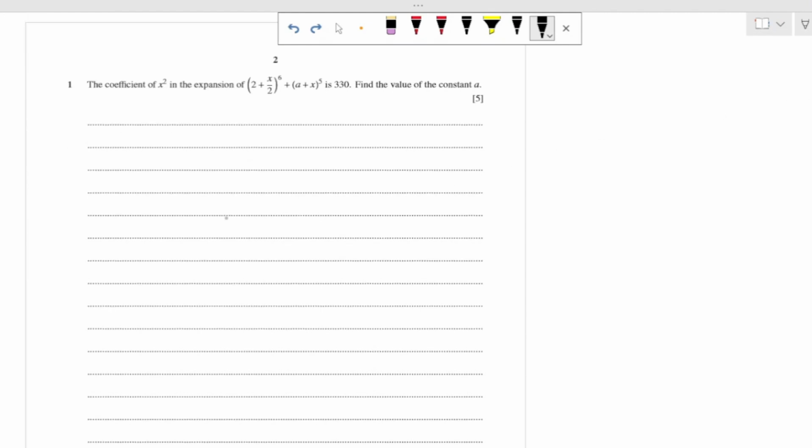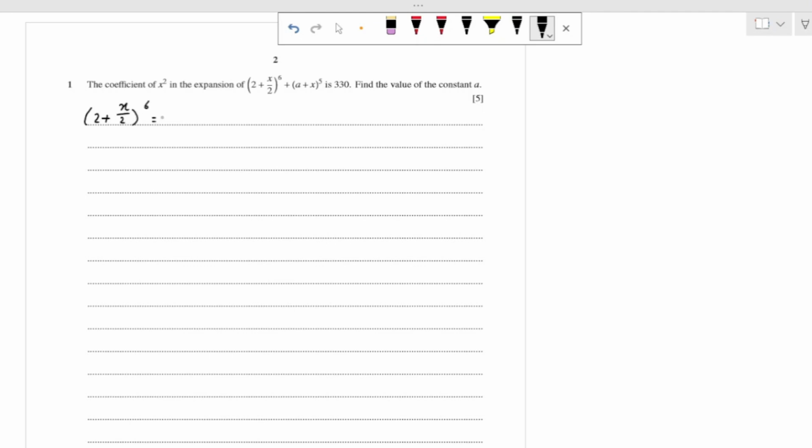Question number 1. The coefficient of x squared in the expansion of (2 + x/2)^6 + (a + x)^5 is 330. Find the value of the constant a. So right away we get to know the first question is about binomial expansion. So first of all, we can start by expanding both of these brackets.